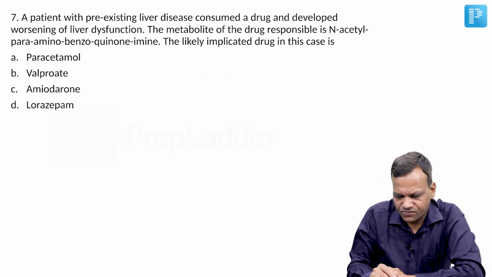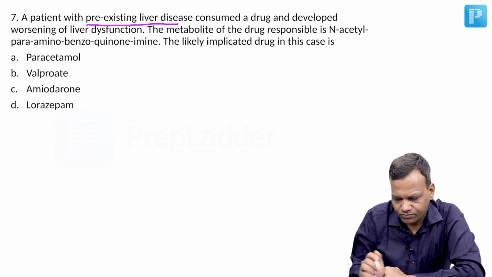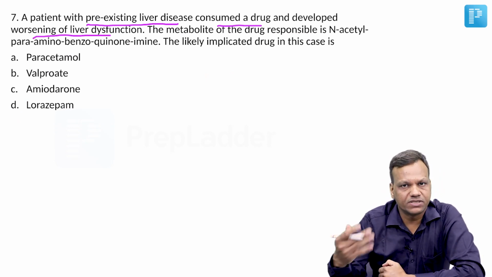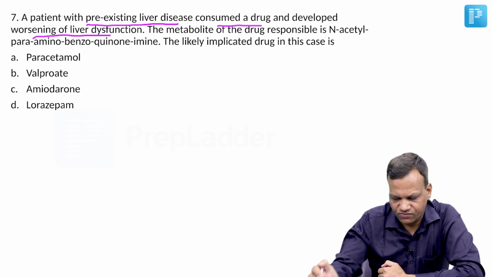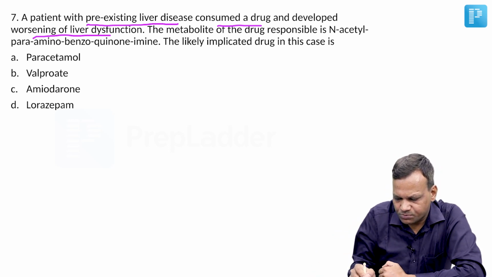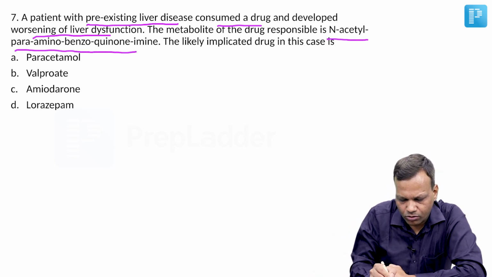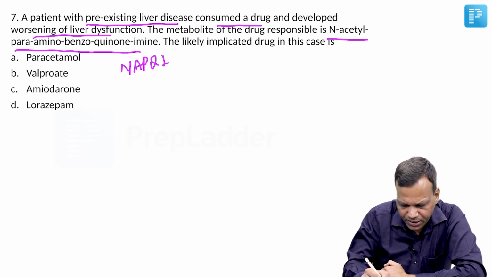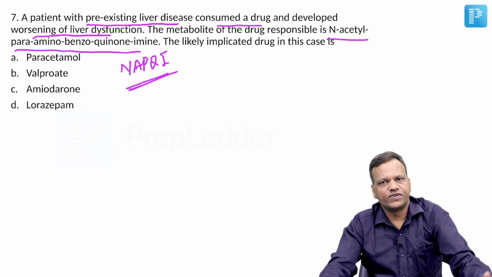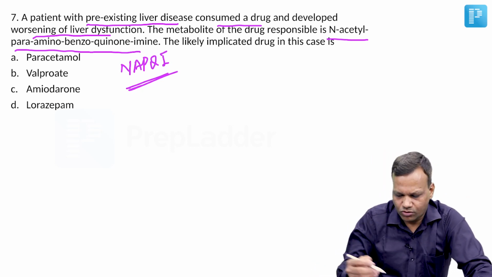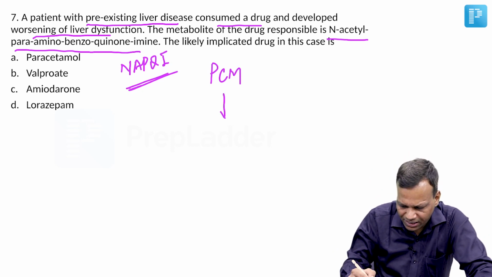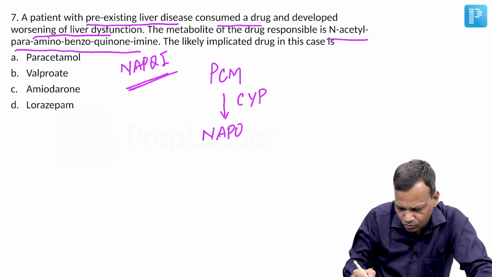A patient with pre-existing liver disease consumed a drug and developed worsening of liver dysfunction. That means the drug has worsened the liver dysfunction. The metabolite of the drug responsible is N-acetyl-para-benzoquinone imine. So that becomes a very easy question. NAPQI is the culprit. So which drug has this culprit? Oh yes, you are all right. Very good. Paracetamol. Paracetamol is metabolized by cytochrome P450 enzymes to this product NAPQI.